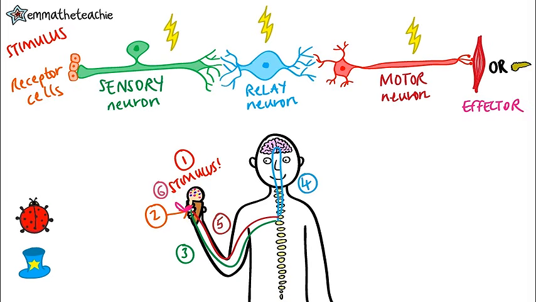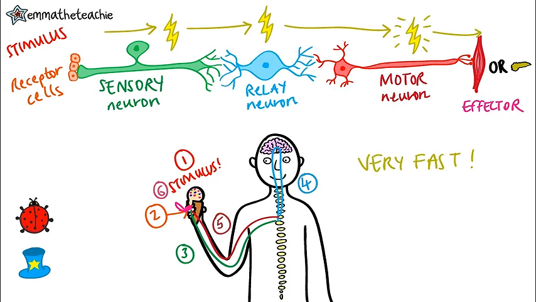In reality, lots of other responses could also happen, like salivary glands releasing saliva in preparation for licking the ice cream. Now, just to point out that this is a one-way system, and because it's happening through electrical impulses, it is very, very fast.